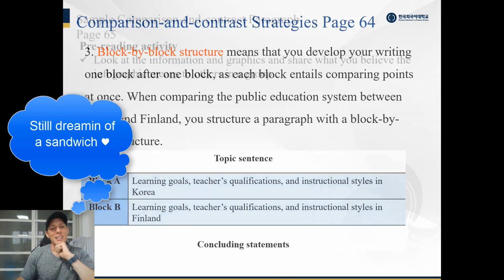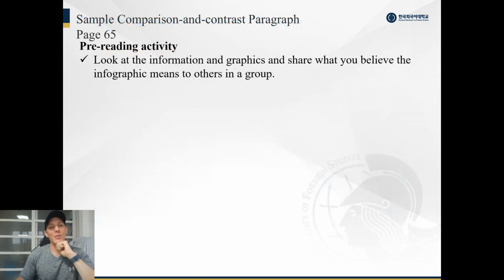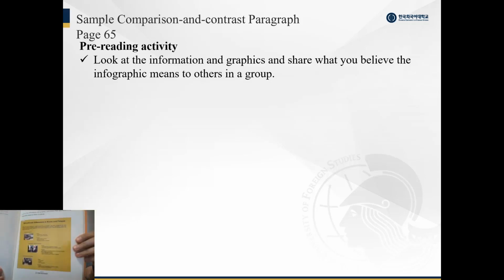Now, in the textbook, they have a pre-reading activity, and you have to look at the infographic. So I want you to look at the infographic. So I'm on page 65. Bam! It's right there.